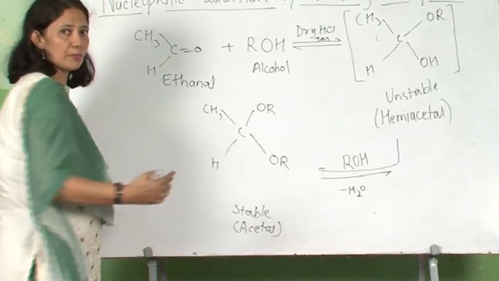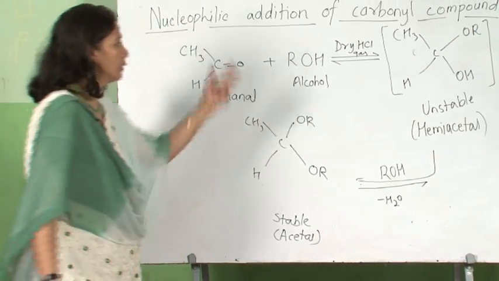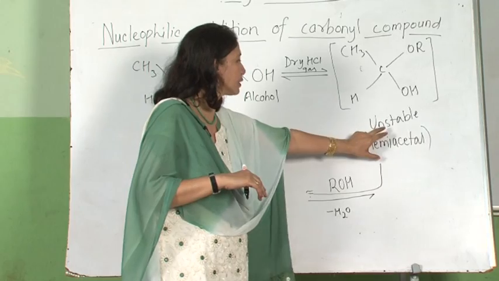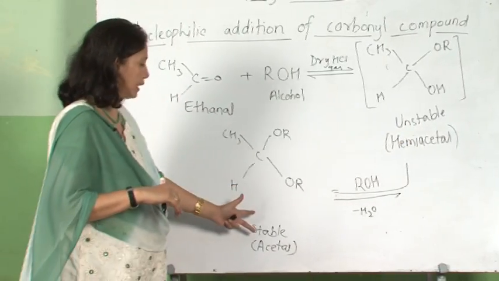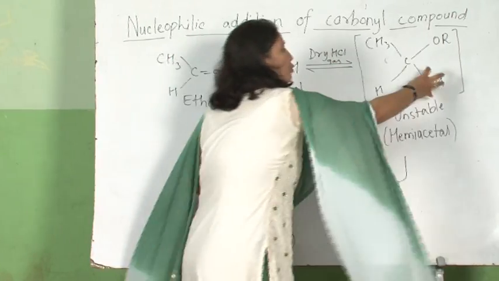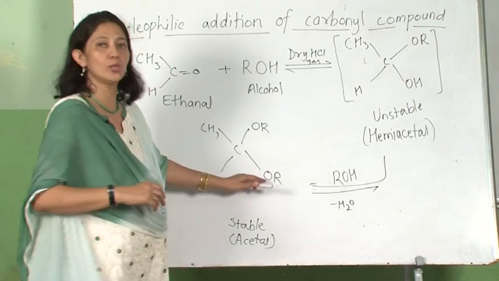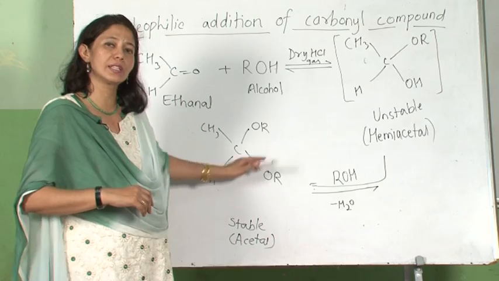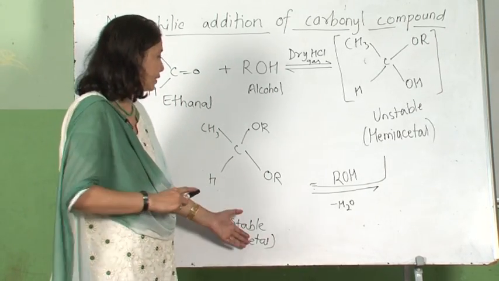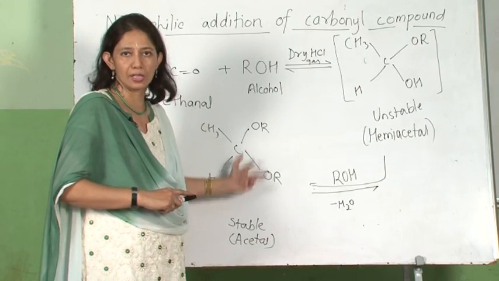I'm not going to put a square bracket here because this is a stable compound. It was unstable, I just put a square bracket so that you remember it. This is hemiacetal, this is acetal. Just see the difference between the two structures. Here I have got an OH group, in place of that OH group I have got an OR part. Can I call this compound a dialkoxy? I can say that in acetal I have developed a dialkoxy compound.